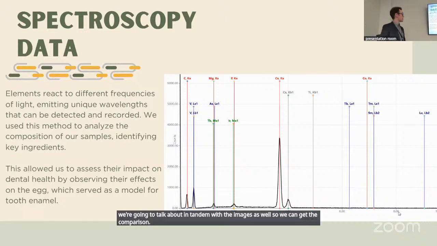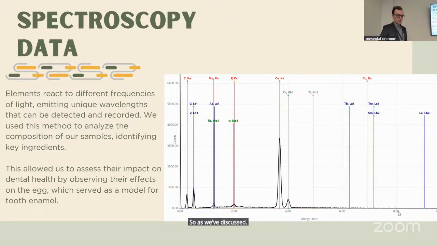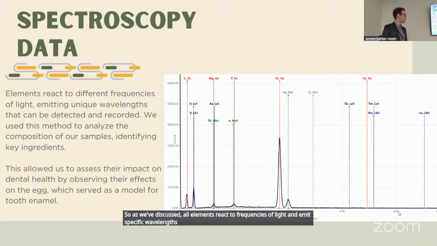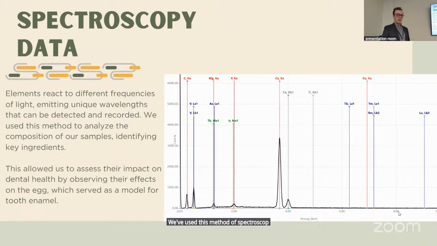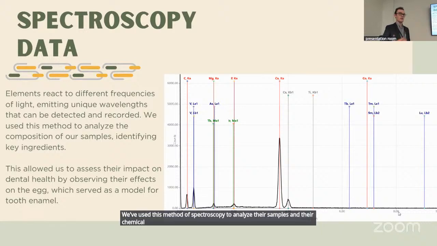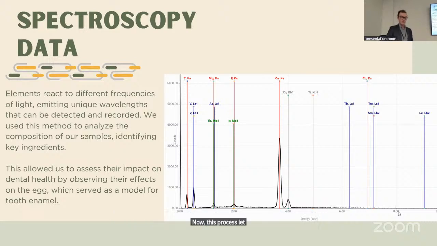So as we've discussed, all elements react to frequencies of light and emit specific wavelengths that can be analyzed and recorded. And that's what we've done with these spectroscopies. We've used this method of spectroscopy to analyze our samples and their chemical makeup to project and conclude what may have been present before, during, and after our experiments. This process lets us assess their impact on dental health by observing their effects on the eggshell, which serves as a stand-in for human teeth and enamel, which we have clarified.